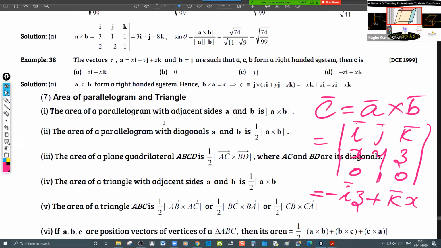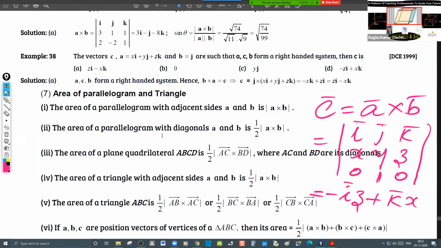Sir, it's the fourth option, not the first. It should be minus kx. Ij is positive, no, sir? You're right. So fourth option, or first option? Now, after interchanging the signs, it's the first option: i minus kx, and here minus zi. Just interchange the signs.